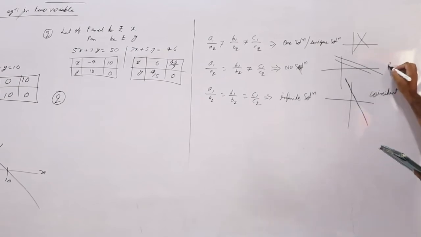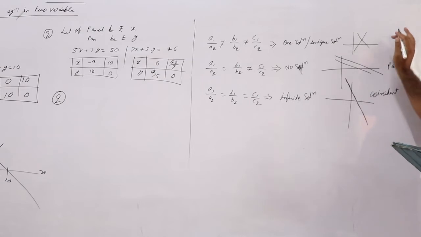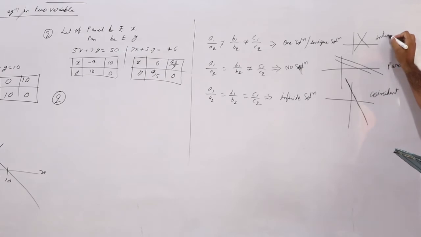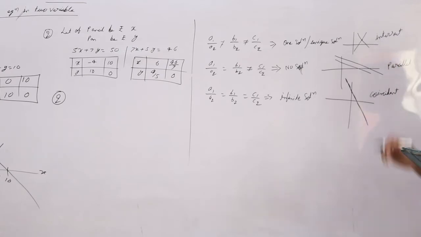Coincident, and this is parallel, and this is meeting at a point. Meeting at a point, what is this called? Intersect. Intersect. Copy till here. Did you copy it?